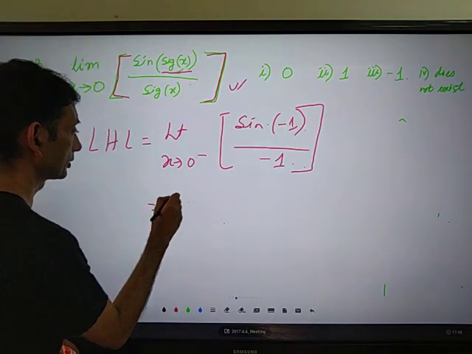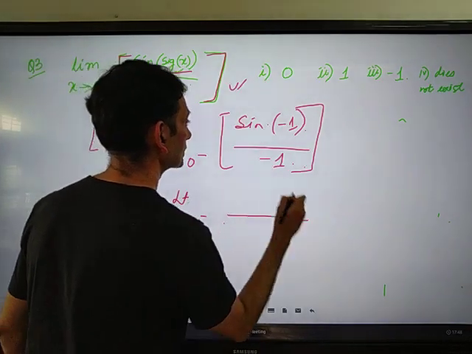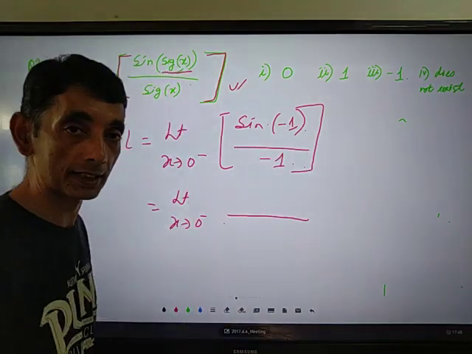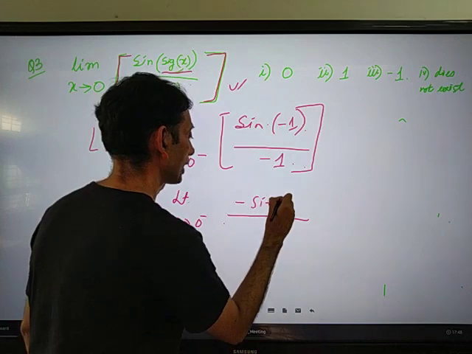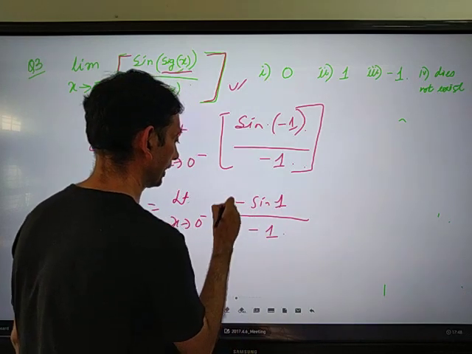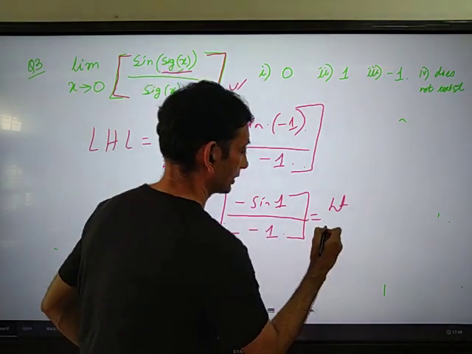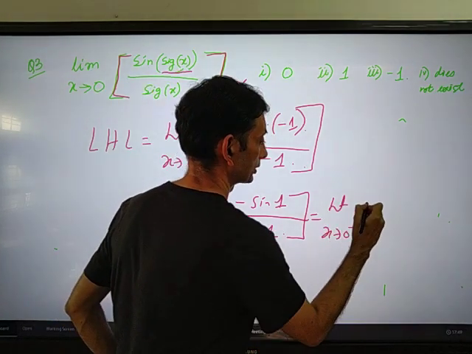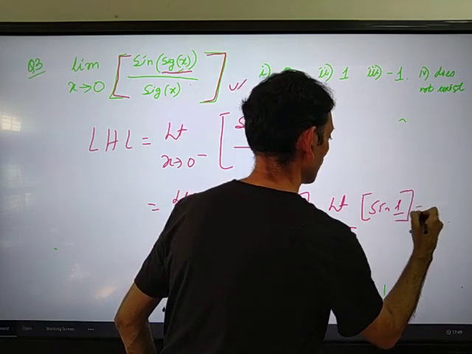Limit x tends to 0 minus. Now sine of minus 1 is minus sine 1, and dividing by minus 1, the minus signs cancel out. So that can be written as limit x tends to 0 minus of the greatest integer function of sine 1. Now what is the value of this?